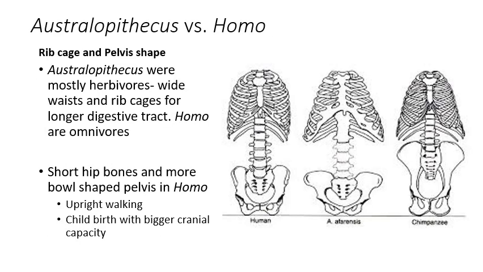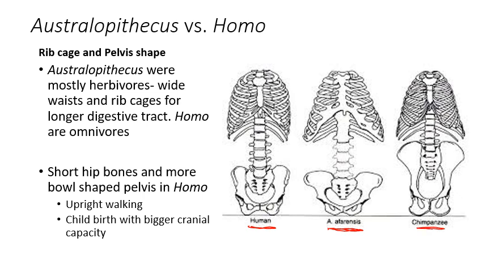First one we're going to have a look at is the rib cage and pelvis shape between Homo and Australopithecus. On the screen here, I've got a diagram of a human, which belongs to the genus Homo, and also Australopithecus afarensis, so our Australopithecus example. I've also included the chimpanzee here just as a point of comparison.